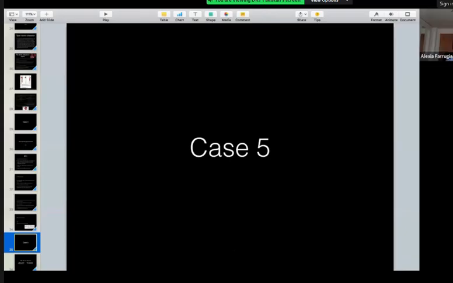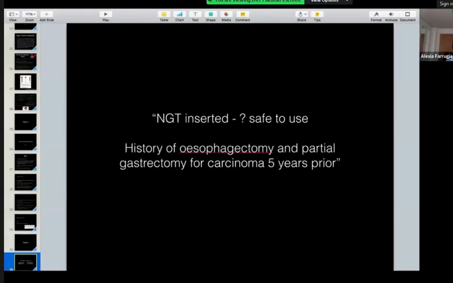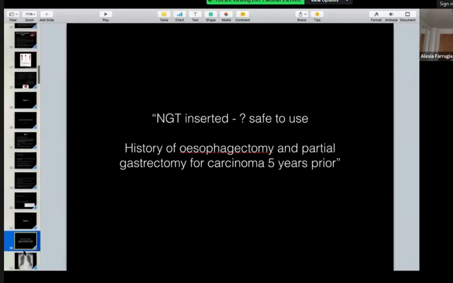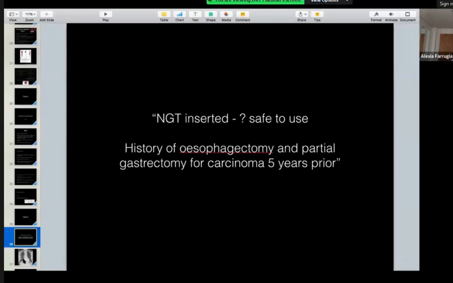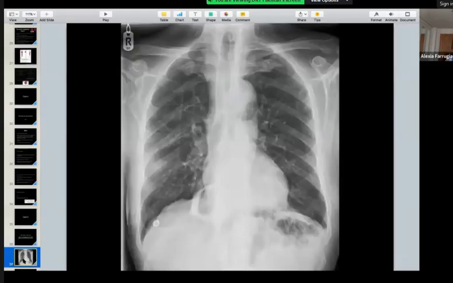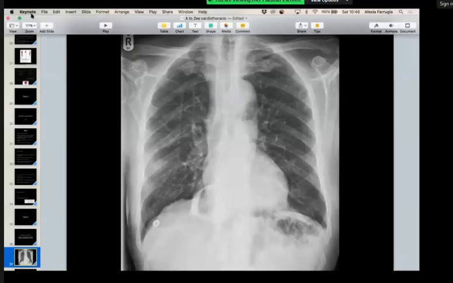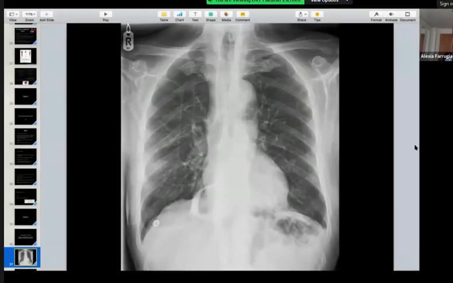Okay. So this is a case which I'll show you on the keynote. It's a patient who had an NG tube inserted, and the clinicians were wondering whether it's safe to use. So the patient had a chest X-ray, and there's a history of oesophagectomy and partial gastrectomy for carcinoma 5 years prior. Okay? So this is a chest X-ray. Whenever you're ready, have a look and let me know what you see.